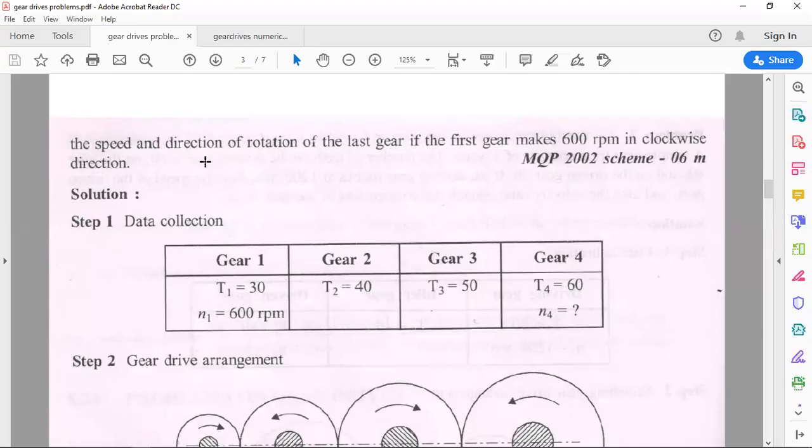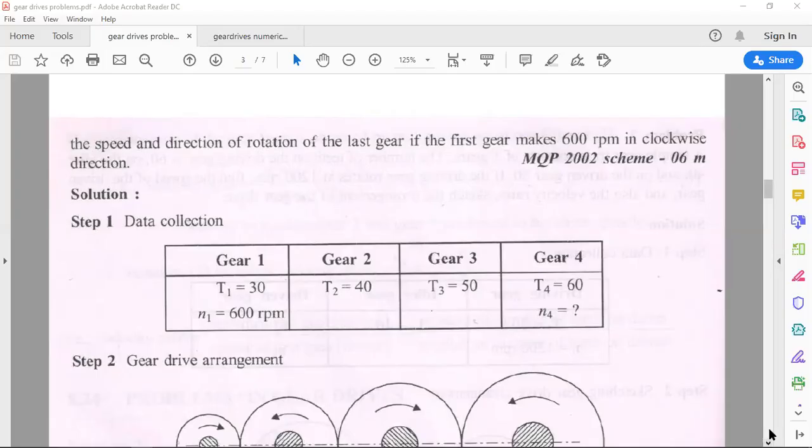In the case of a simple gear train, the velocity ratio is equal to the speed of the last gear divided by the speed of the first gear. The speed of the last gear is N4, and the speed of the first gear is N1. So N4 by N1 is equal to T1 by T4. That is the velocity ratio for the simple gear train.